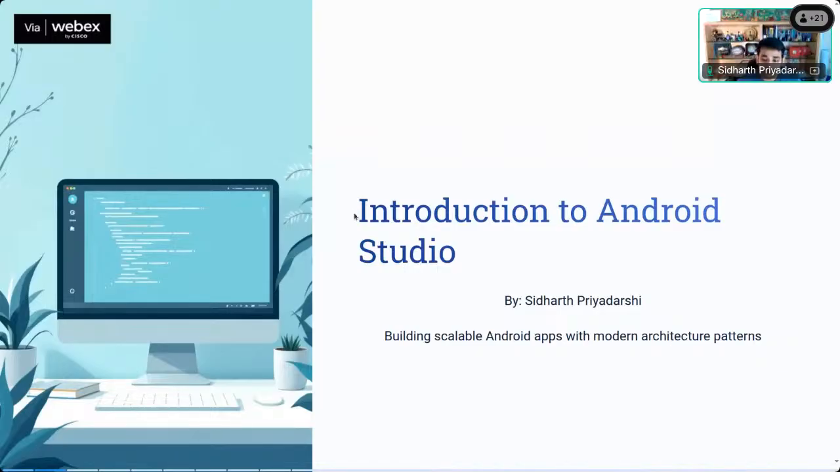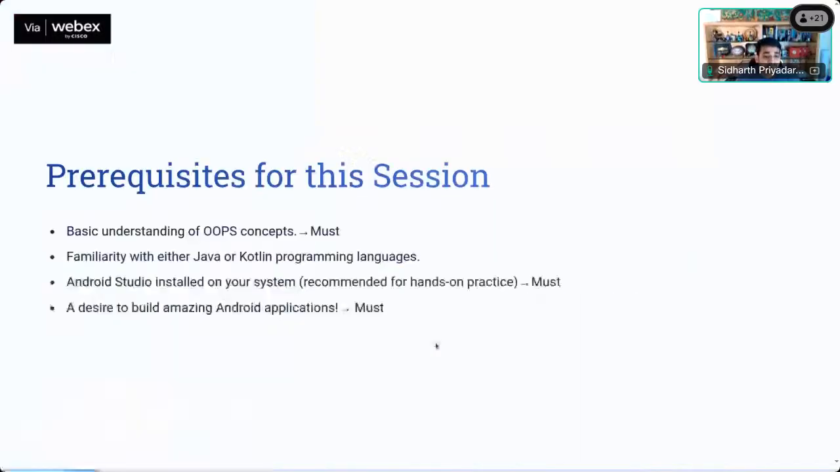This session will be an introduction to Android Studio, where we will learn how we can build scalable applications with modern architectural patterns. These are the prerequisites I have already mentioned on the portal. You should have a basic understanding of the basics, and familiarity with either Java or Kotlin is optional. We are going to invest our time understanding the concepts, not so much implementing. You can implement using any language, Java or Kotlin. Then you should have Android Studio installed. This is recommended for hands-on practice, and of course a desire to build amazing applications.